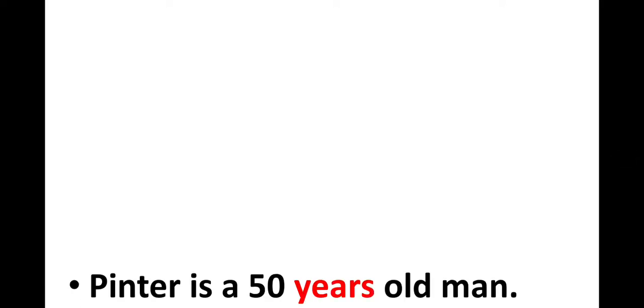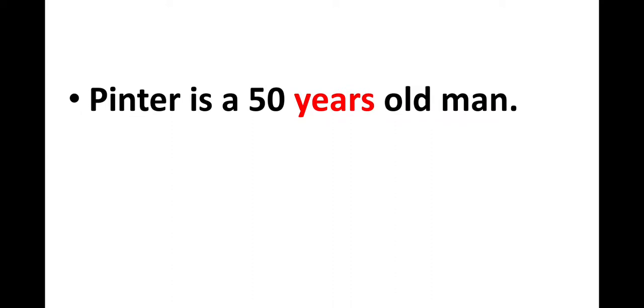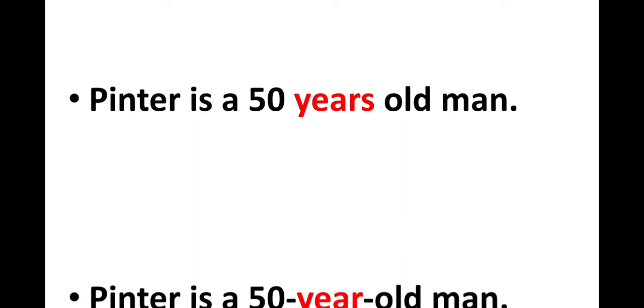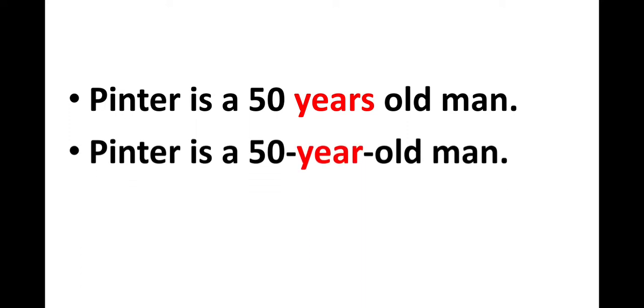Please read these sentences. Pinter is a 50 years old man. Is it correct or incorrect? Pinter is a 50-year-old man. Is it correct or incorrect? Here I am using "years", but here "year". Which one is correct?